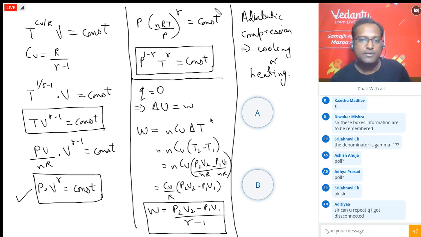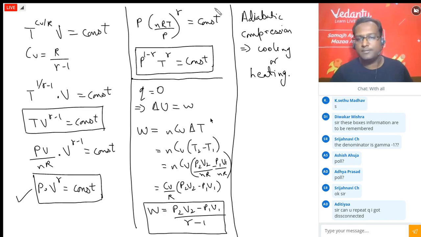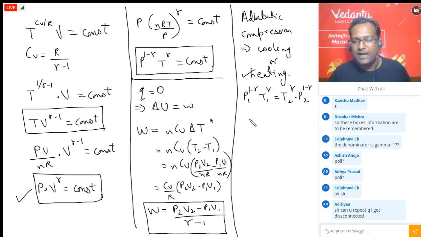Time up in 5, 4, 3, 2, 1, and stop. The answer is heating, not cooling. Adiabatic compression is heating. The gas gets heated up. Why? How can you tell from the equations? I'll show you how. P1 to the power 1 minus gamma into T1 to the power gamma equals T2 to the power gamma into P2 to the power 1 minus gamma. I want to find the relationship between T2 and T1, right?